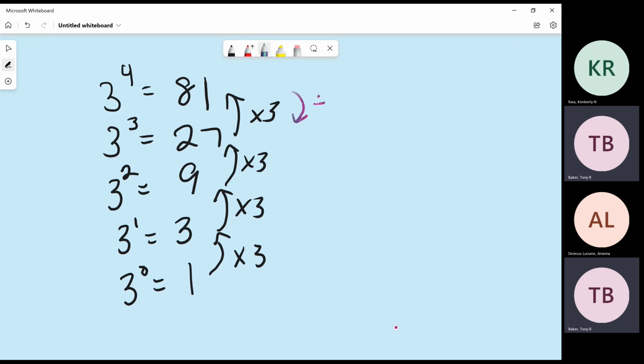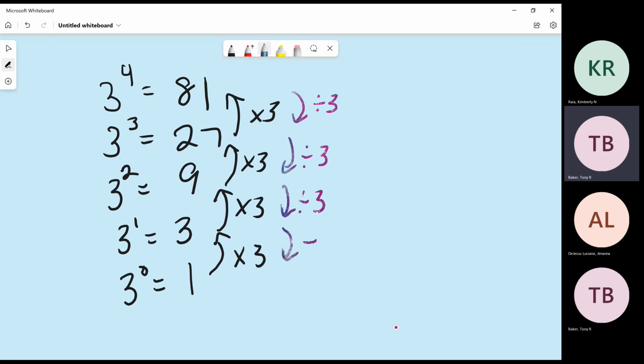If I go the other direction, I divide by 3. So same thing has to happen. 81 divided by 3 is 27. 27 divided by 3 is 9. 9 divided by 3 is 3. 3 divided by 3 is 1. So the pattern has to hold true. If it wasn't a 1, the pattern wouldn't hold true and you'd be broken here. Now, that pattern has to continue to be true as we keep going.